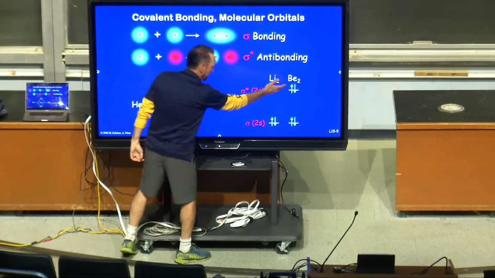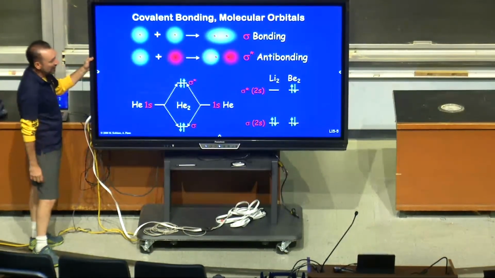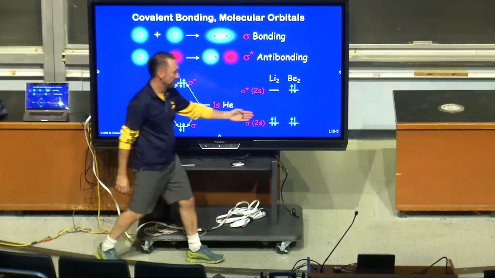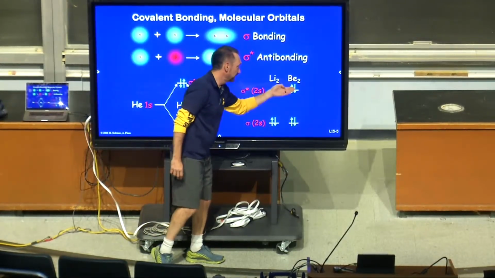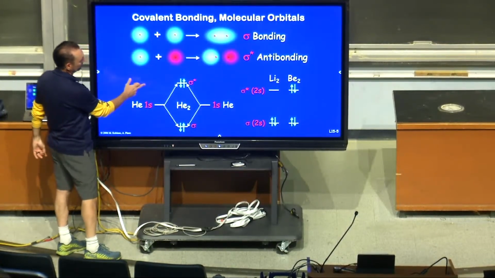You would predict that Be2, the molecule, wouldn't likely form. Bonding and antibonding electrons are canceling each other out, essentially.